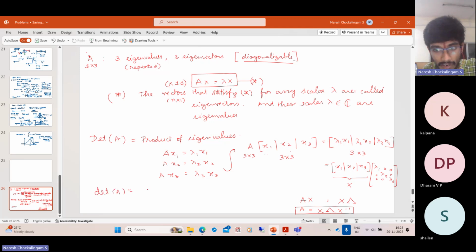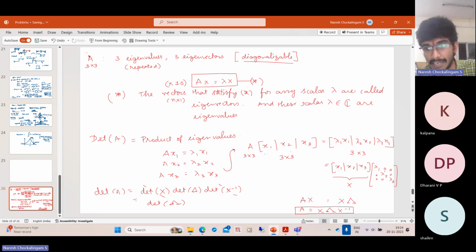Determinant of A is, you know, the determinant of a product of three matrices is the product of the three determinants. Determinant of X, determinant of lambda, determinant of X inverse. Now determinant of X inverse is 1 by determinant of X. So these two will cancel each other. So it is nothing but determinant of lambda.